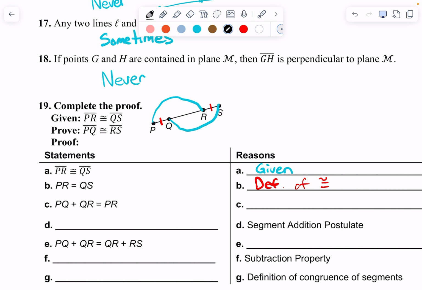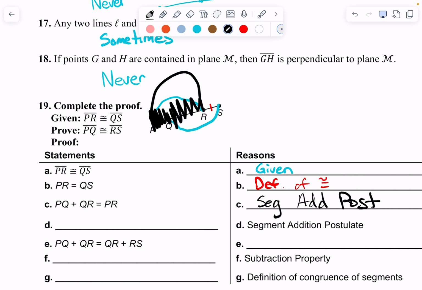Okay, pay attention to this next one. PQ plus QR equals PR. PQ plus QR equals the whole thing. I'm adding segments together. That's segment addition postulate. Oh, but look. The next one is also segment addition postulate. It's QR plus RS equals QS.